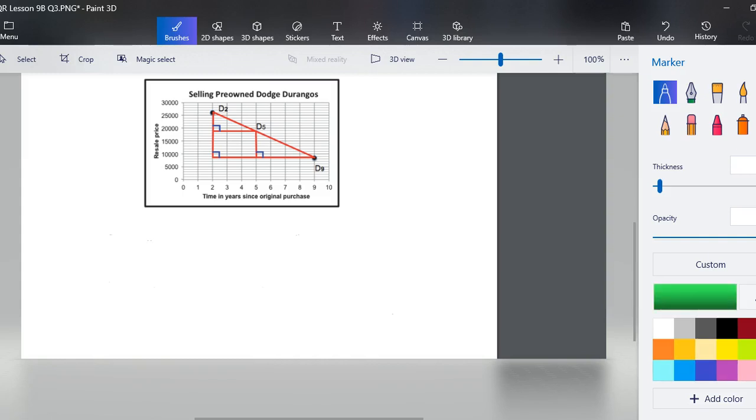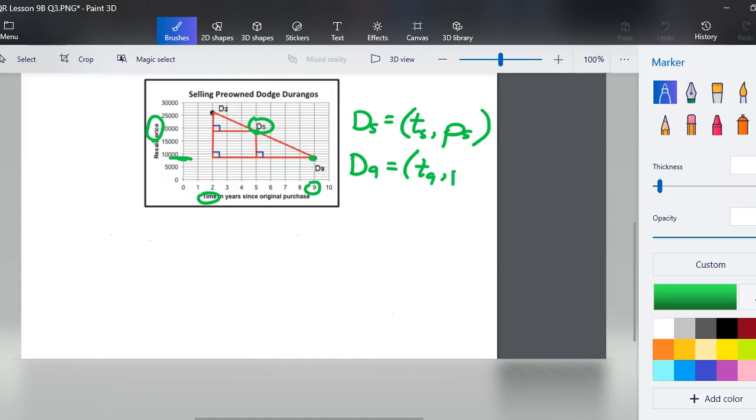So I want to start right here, that if this is d sub 5, since this is time and this is price, it's located at the t sub 5 and price p sub 5. Also, d sub 9. It's over here located at the time for 9 and the price for the 9th year. Part B, using this notation, represent how you found the base lengths of each triangle. Base lengths of each triangle.